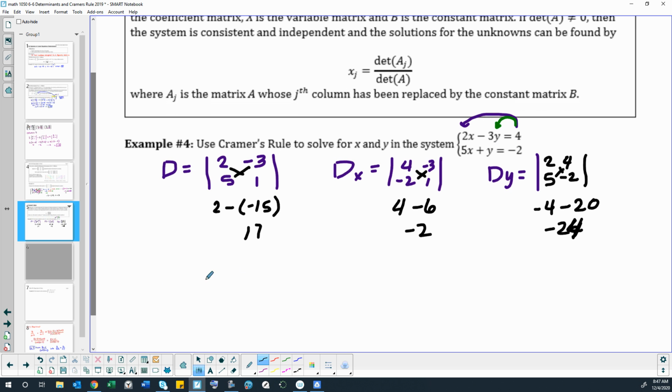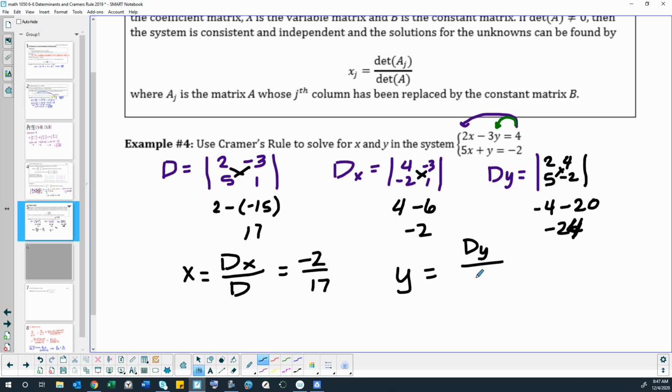Okay, there we go. So now, to find x, we take determinant x. They're using this other notation here. And I'm dividing by determinant D. So I take -2 divided by 17. Then to find y, I take determinant y and I divide by determinant D. So I'm taking -24 divided by -2. That answer is, I swear I did something wrong again.